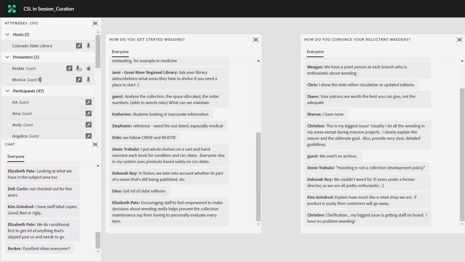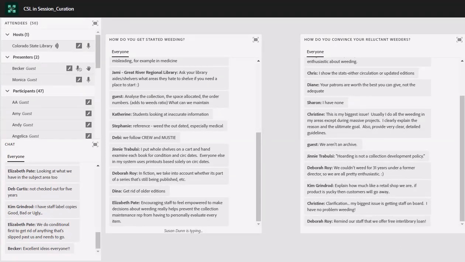Making staff feel empowered. Yeah, Christine was saying that she has no problem weeding. It's getting staff on board. Yes. But I like some of these ideas in terms of putting it from a customer service point of view, that they deserved kind of to have an updated collection, and that stores have to go through this too.